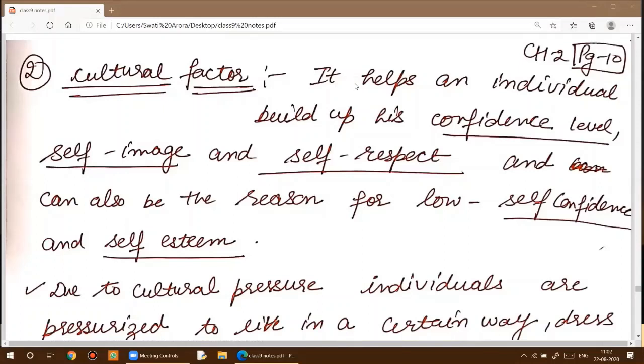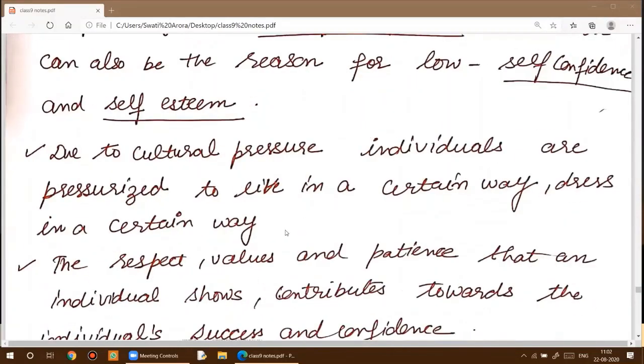Okay, now is the cultural factor. What is the cultural factor? It helps an individual to build up his confidence level, self-image and self-respect. We live in society and there are different cultures, and these cultures also affect the personality of the human being, or we can say the confidence level of a human, right? We have to follow our culture, and sometimes we feel cultural pressure because certain cultures pose certain restrictions on an individual. Like somebody has to dress in a certain way because his culture is not allowing that individual to dress in other styles, right?